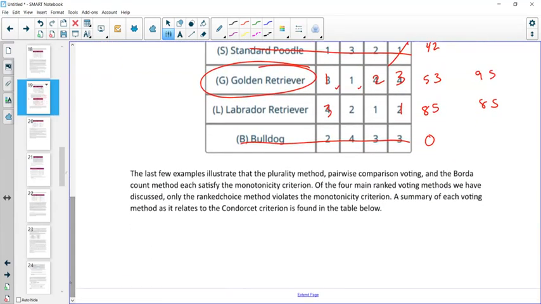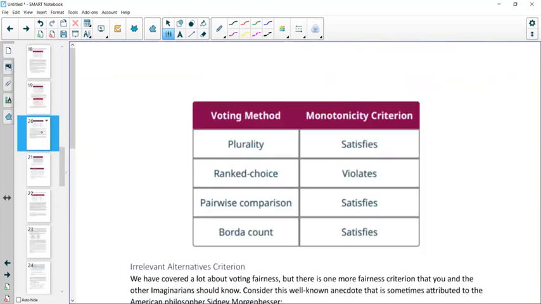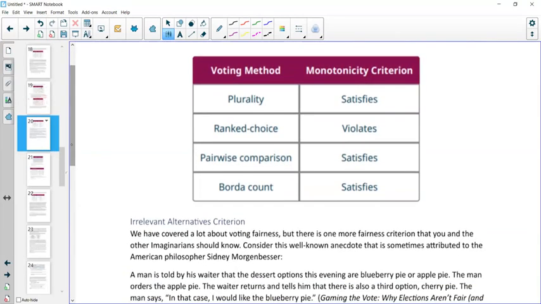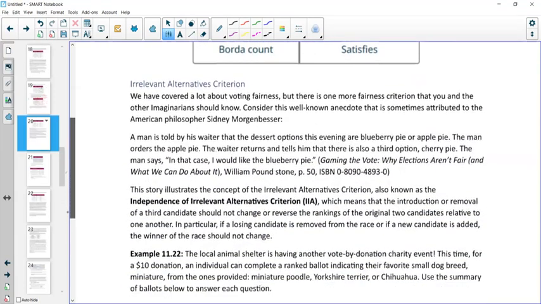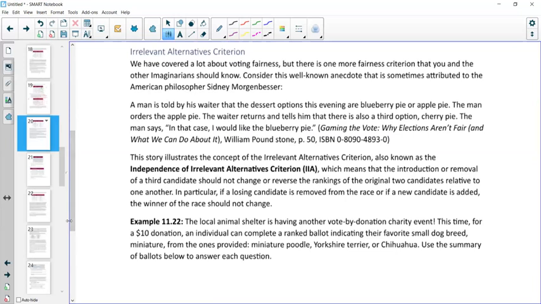So that brings us again to our table. As far as the monotonicity criterion, we found that plurality, pairwise, and Borda count satisfy it, whereas ranked choice does not. That brings us to our next criterion, the irrelevant alternatives criterion.